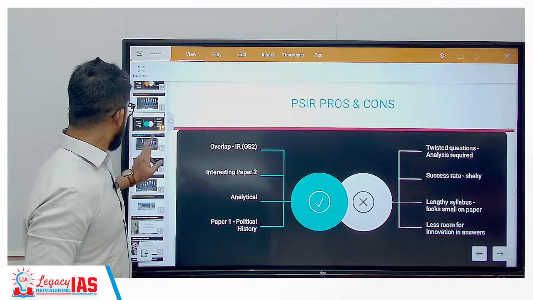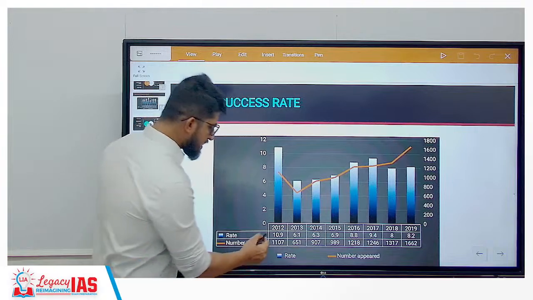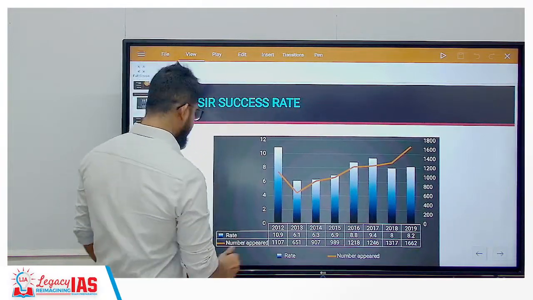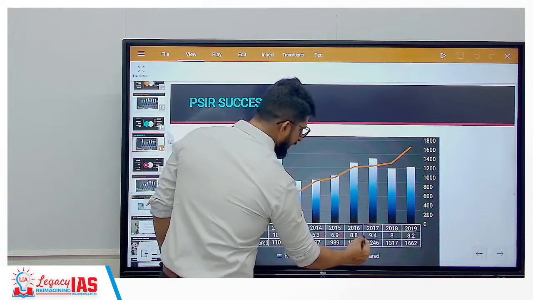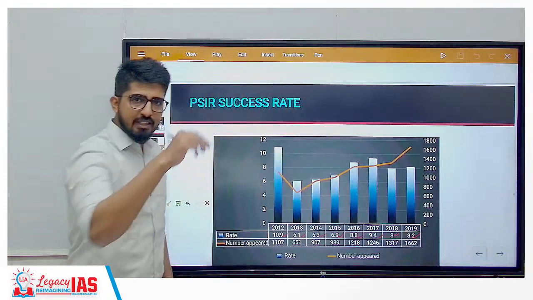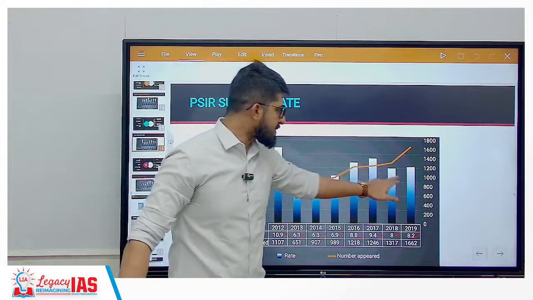So, the success rate of PSIR, this is how it has been. Look at this, shaky. As I told you, it is shaky. There have been ups and downs: 10.9, 6.1, 6.3, 6.9, again 8.8, 9.4, 8, 8.2. So it has been up and down. That's how the success rate has been.